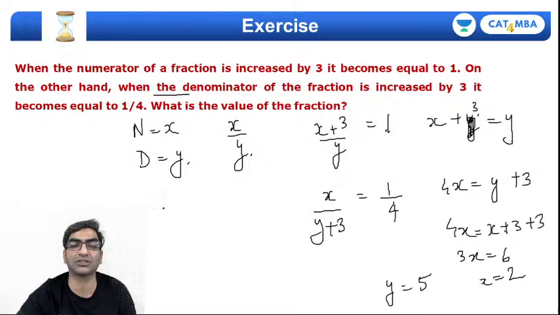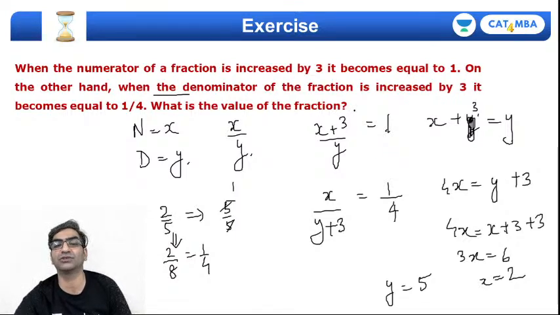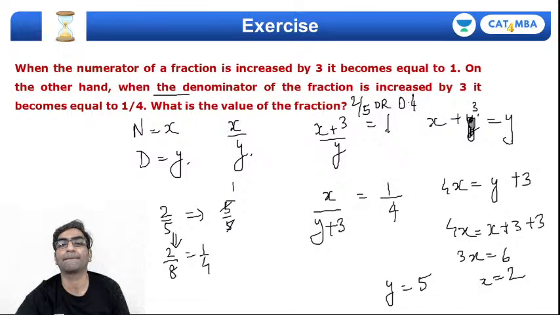So the original fraction was 2 by 5. Incrementing numerator by 3 makes it 5 by 5, which is obviously 1. And increasing the denominator by 3 makes it 2 by 8, which is indeed equal to 1 by 4. So it ticks all my boxes. What is the value of the fraction? 2 by 5 or 0.4. That's my answer.